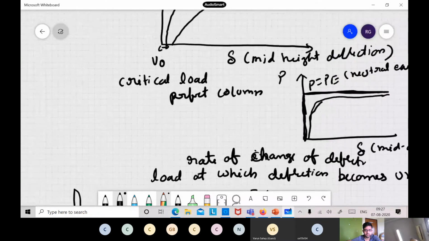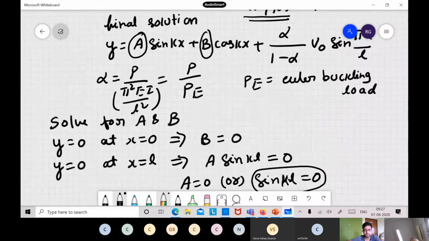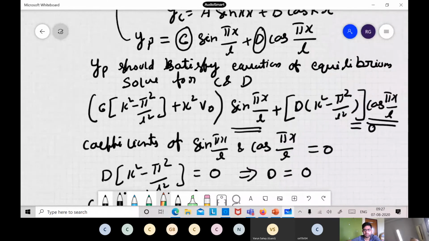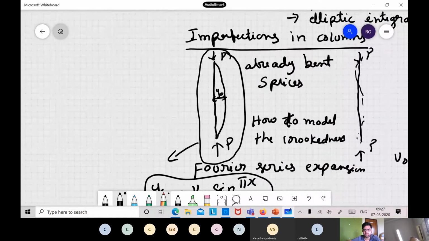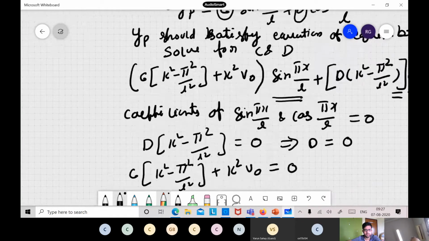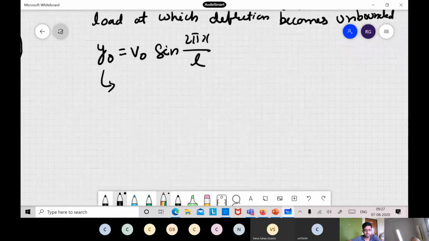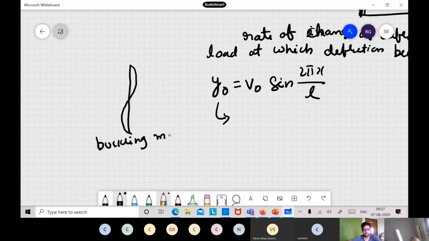See, in the first case, we have taken only one term, the first term in your Fourier series. So in this case, what happens to the column's buckling? When it goes to buckling or bending, if you observe in the laboratory, the mode will be something like this, the buckling mode shape. Suppose the initial crookedness is something like this. Then, because the Fourier series terms are higher order, the buckling mode also changes. This is the most important thing.